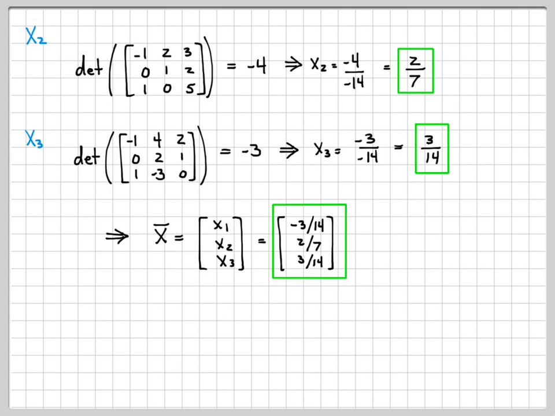Obviously, if the determinant of the original coefficient matrix is 0, you can't use this technique because you'd be dividing by 0. But if the determinant is 0, then we know that we have problems with solving that system anyway because there isn't a solution.